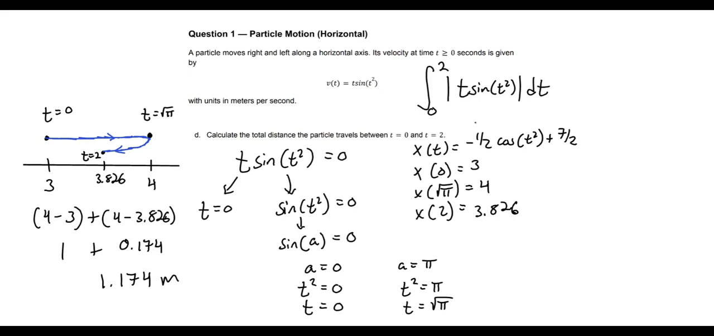Now, if you just went all the way back to the beginning and plugged this in, you would have gotten the same thing, 1.174, definitely a lot faster than this. But you're not always allowed a calculator in these questions. And so this is the whole process you have to go through.